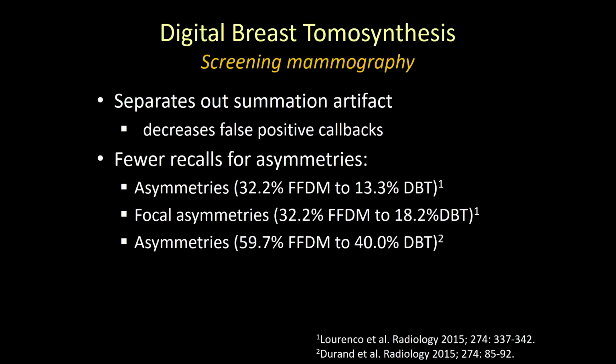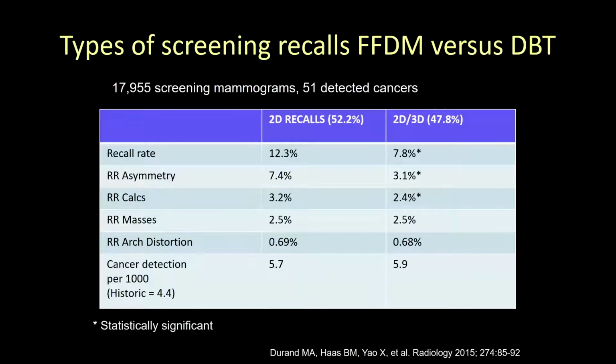And in the Yale experience, similarly, the percentage of their callbacks due to asymmetries went from nearly 60% down to 40%. And this is just a table of the Yale experience. So overall, their recall rate went down significantly from full field digital to tomosynthesis. And similarly, the total percentage of their screening exams that were recalled for asymmetry went from 7.4 to 3.1%, and that was also statistically significant.